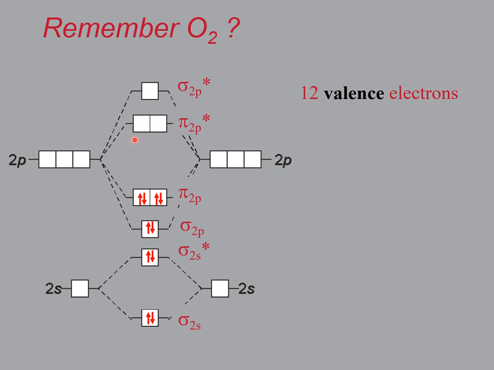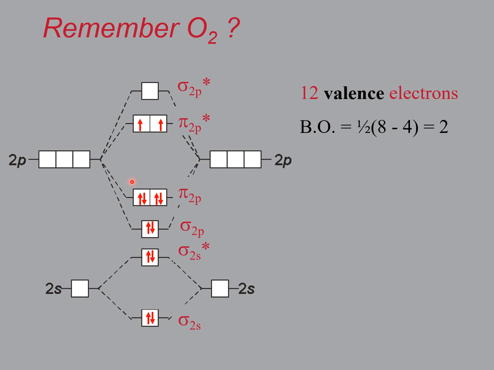I apologize, that should have been 1 at a time. We have 2 more, and now it is important to put them in 1 at a time. So 1 here, 1 there. So this explains the experimental observation that O2 actually has 2 unpaired electrons in it.